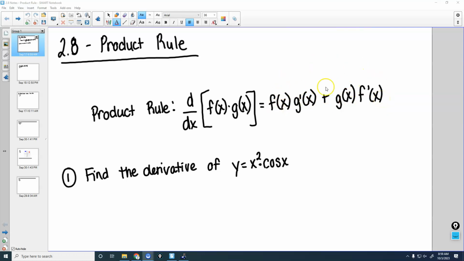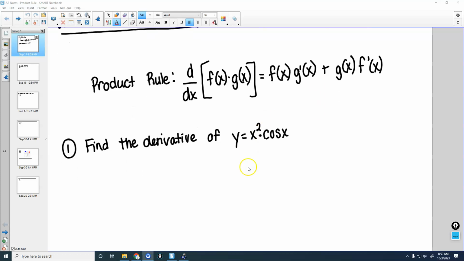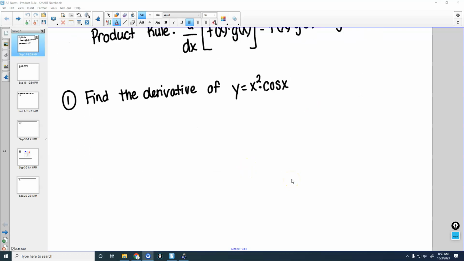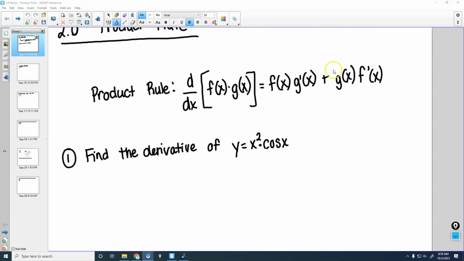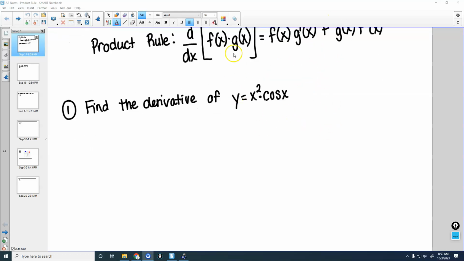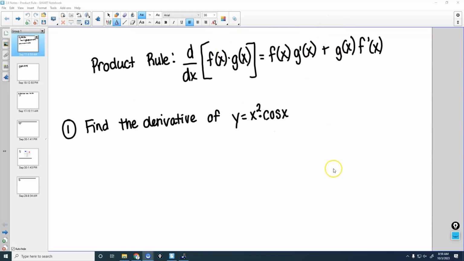Would it matter if we did them in the opposite order? It would not, because you've got a plus sign in between them, so if you switch them, it's fine too. Tomorrow in quotient rule, we're going to have a minus, so we can't switch tomorrow, but today, if you did g first, it wouldn't matter.